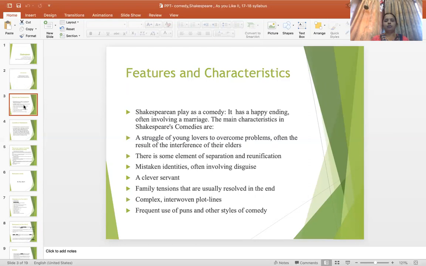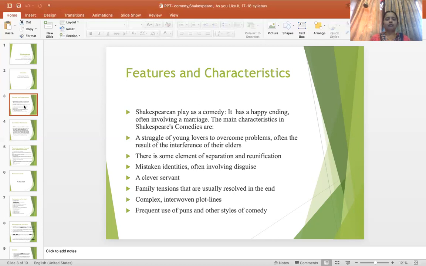Shakespearean play as a comedy. It has a happy ending, often involves a marriage. The main characteristics in Shakespeare's comedies are: first one, a struggle of young lovers to overcome problems as a result of the interference of their elders. Next one, there are elements of separation and reunification. And fourth, mistaken identities often involving disguise.